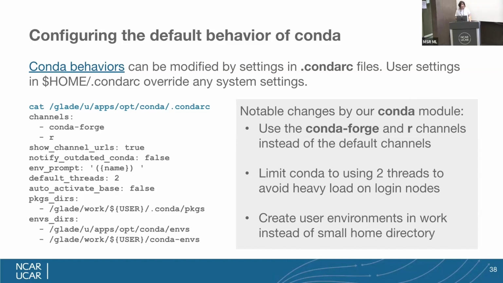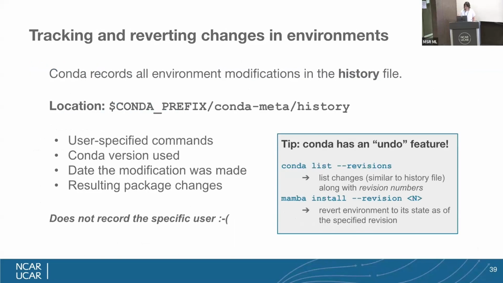Cool. And you can also track and revert changes in environments. You can go down the rabbit hole of Conda, but you can list all the different revisions and look at your Conda history too. All of this is available for you to revert and undo features that you might want to have as well. The 2 commands here are conda list --revisions and mamba install --revision, and you can get whatever revision that you want to have.